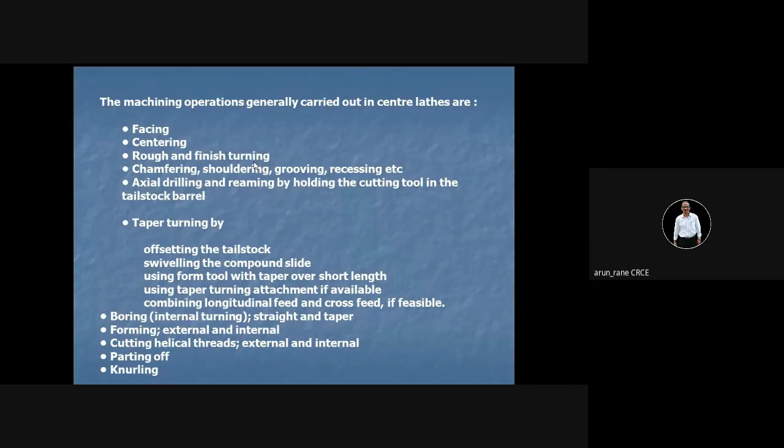Because if the quantity is 100 or 1000 pieces, if you use one tool, you will not get accuracy consistently. But in case of numericals, we assume that there is only one cut or 2 cuts if it is given in the problem. Otherwise we just assume that the component is finished by only one cut.